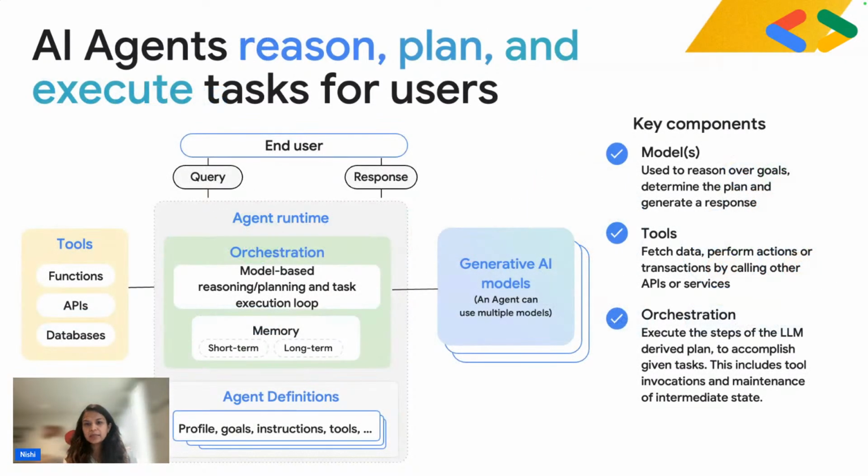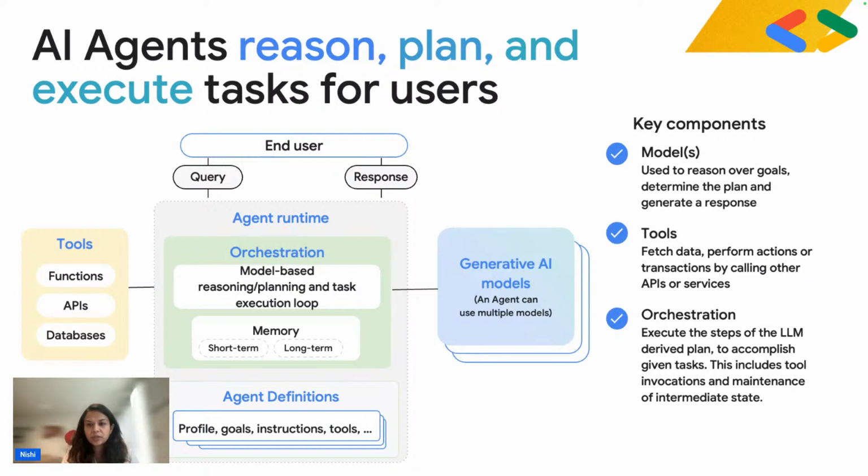Now, what makes up an AI agent? There are key components which work together for an agent. At the heart of an agent, we have our Gen AI models like Gemini, or other models out there, which provide the reasoning power. Then next come your tools. Agents use tools to perform actions. Your tools can be your APIs, functions, databases. They allow agents to interact with the external world to get information and perform actions.